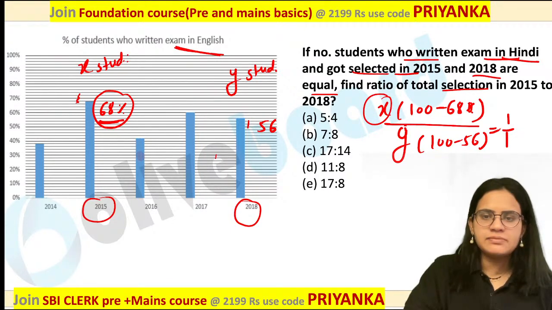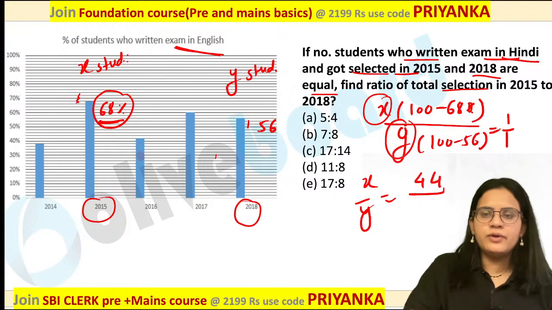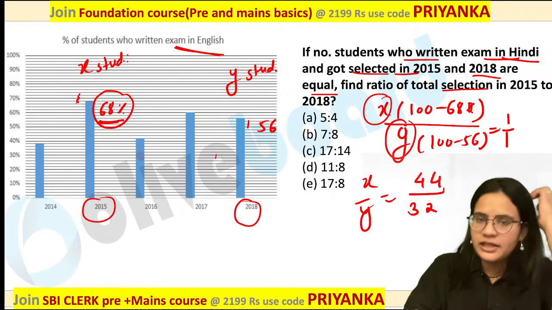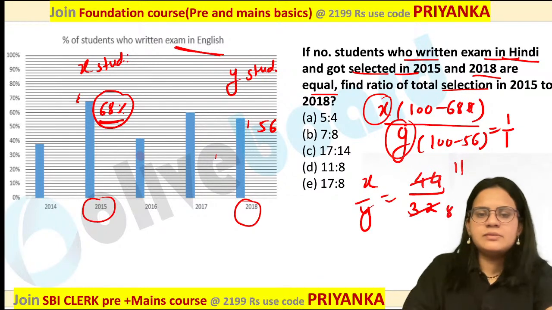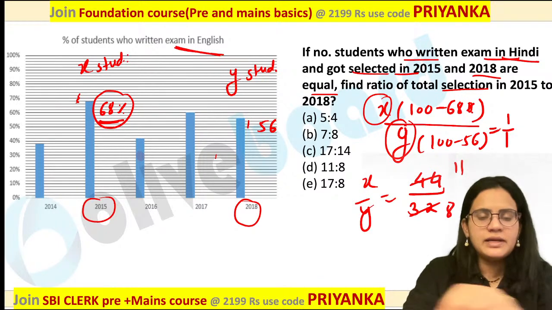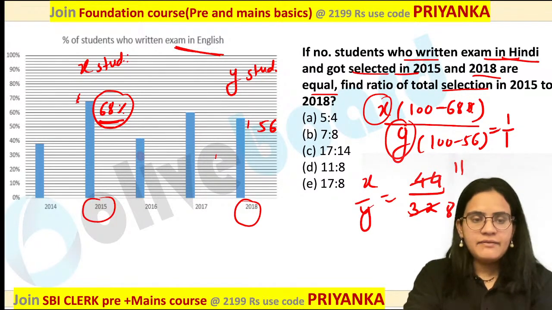That is nothing but the X by Y value over here. So what would be your X by Y value? That is nothing but 44 upon, you can calculate the value over here, 32. Everybody is getting it? Both of the values will be divisible. 11:8 would be the perfect answer over here.